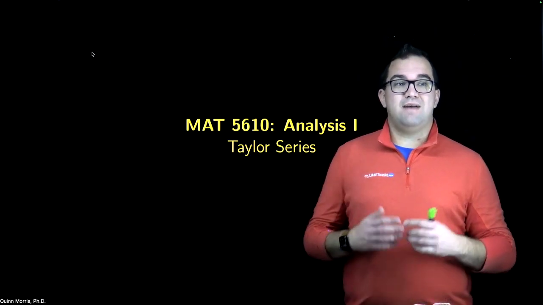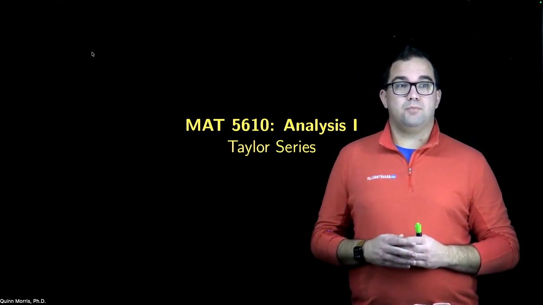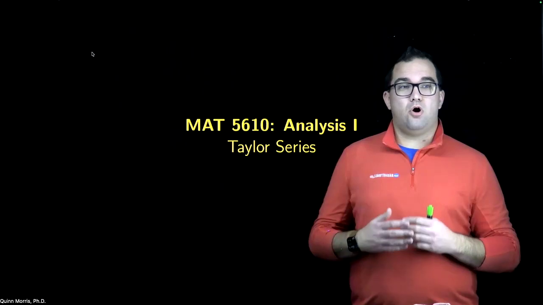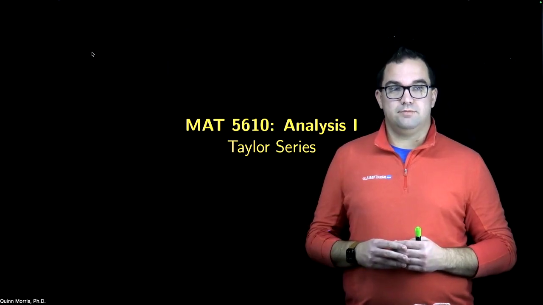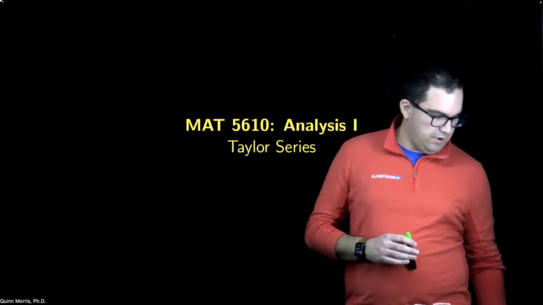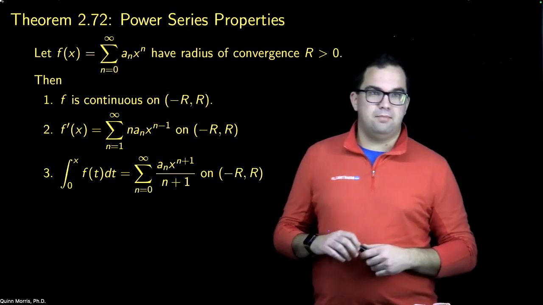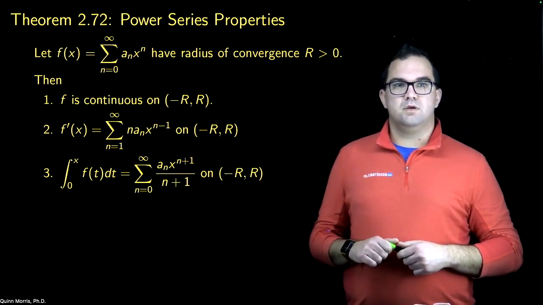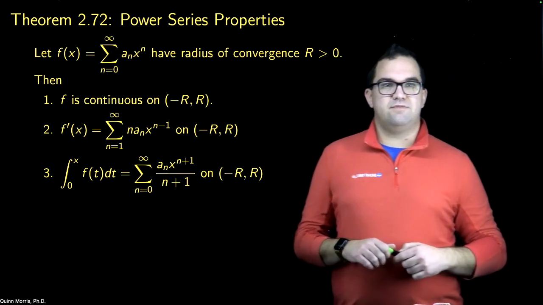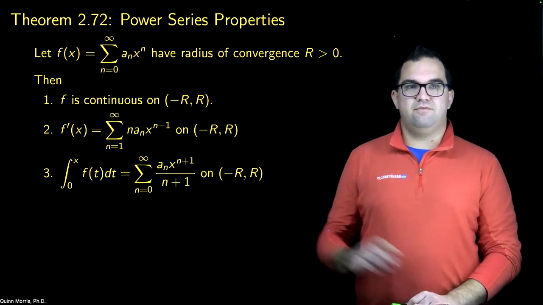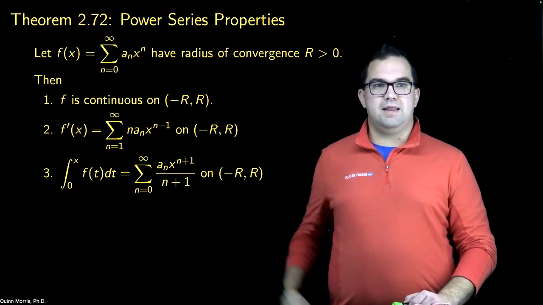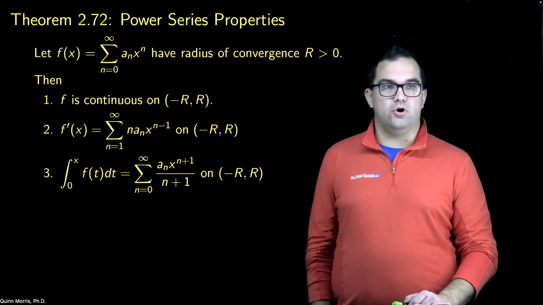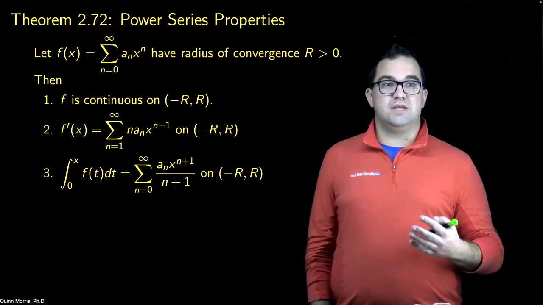So while we will spend the vast majority of the video discussing properties of power series, these are all properties that will be important to helping us understand why Taylor series are important. So let's jump right in and begin by looking at the following theorem. Theorem 2.72 says let f of x be the standard power series here, and let it have radius of convergence r, where we're going to assume r is strictly greater than 0.